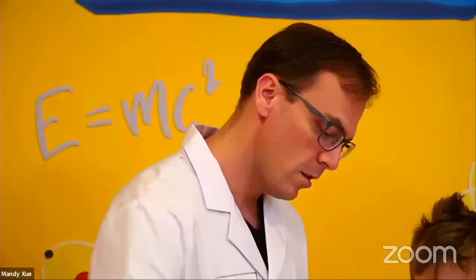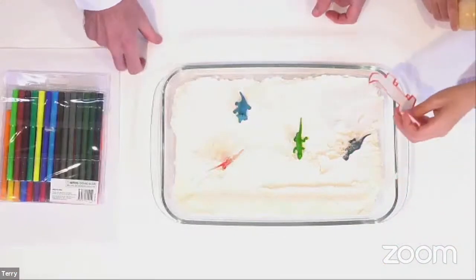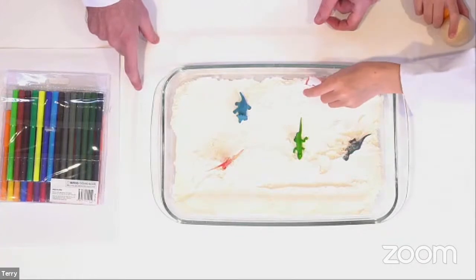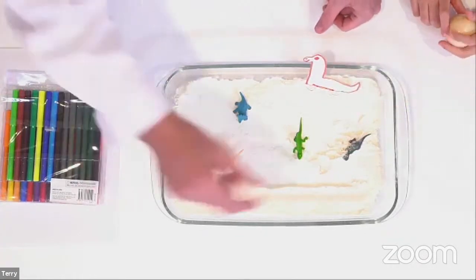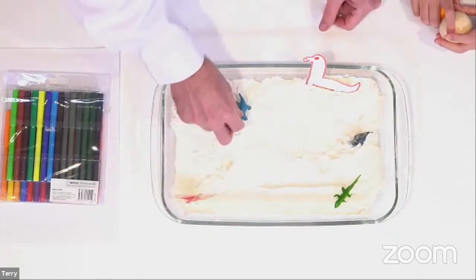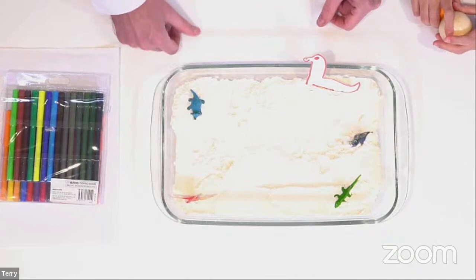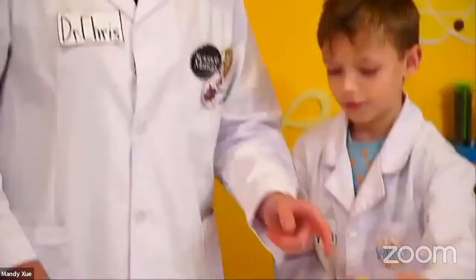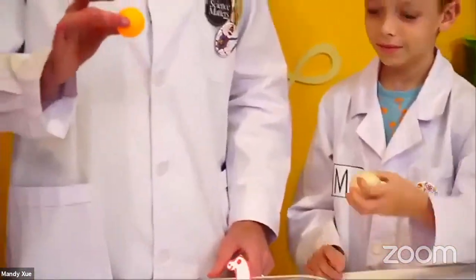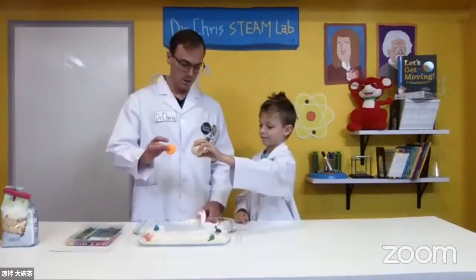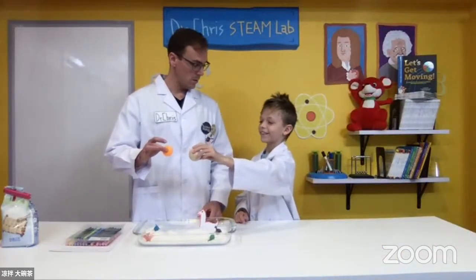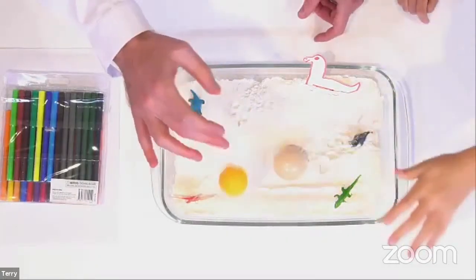What about this one? Did you draw that? Yeah. What is it? It's a Brachiosaurus. What are they known for? They're long. Long necks. Okay, let's make some room here for our meteors. Which one do you want to drop? This one? Okay, I'll drop this one. We'll drop them at the same height. Okay? And do you want to count? And on 3, we'll let go? 1, 2, 3.